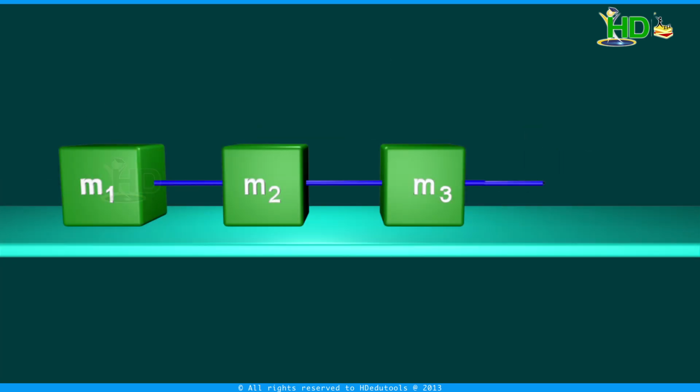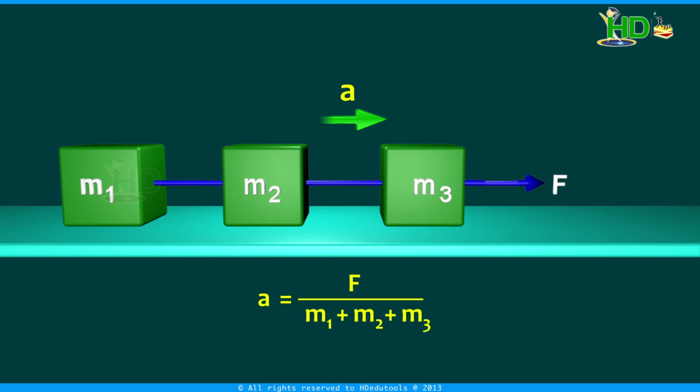Three masses m1, m2, m3 are connected with a string as shown in figure, and a force F is applied at this end. If the system is moving with acceleration a, can you write the equation for acceleration? Yes, acceleration a equal to force by mass, which is nothing but F by m1 plus m2 plus m3. When you apply a force F here, a tension T1 develops in this string, and according to Newton's third law, F and T1 are equal.